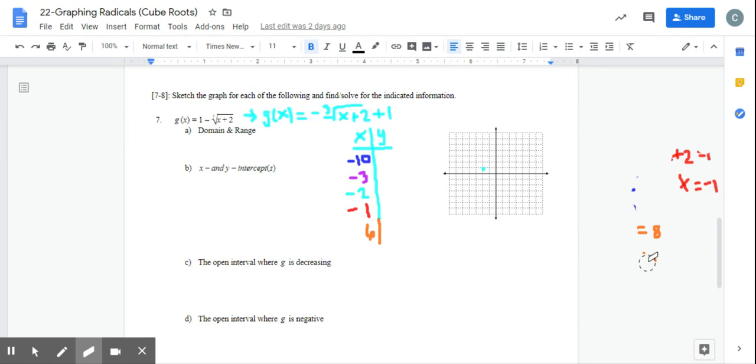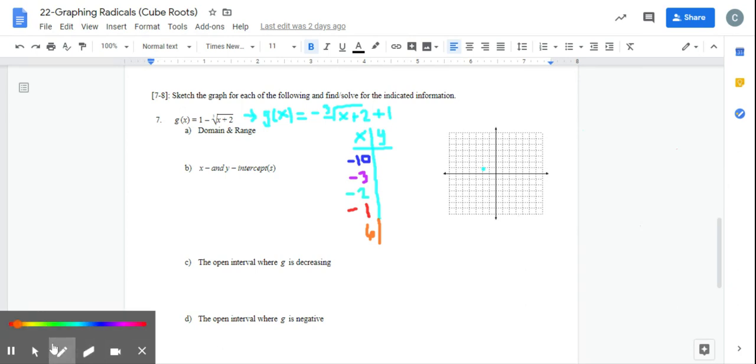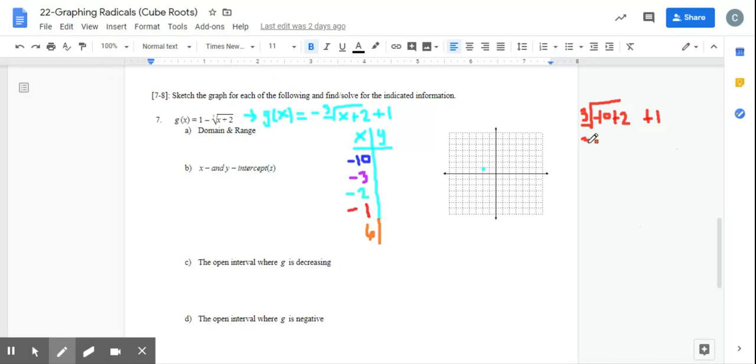That little turning point, the point I already graphed on my graph, that's your value that's called a turning point. So for time-wise, I'm just going to plug these in. So first one, cubed root of negative 10 plus 2. And then that plus 1 is on the outside again. So when we get negative 10 plus 2, you get the cubed root of negative 8.